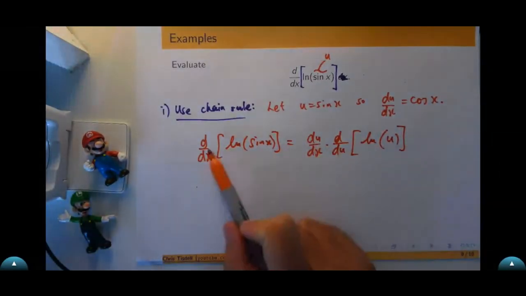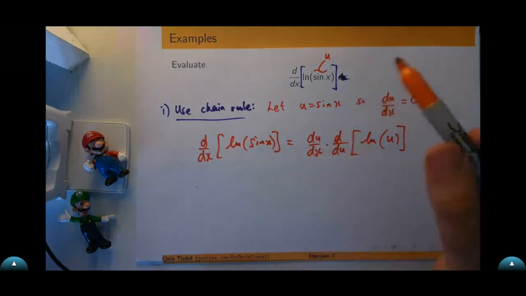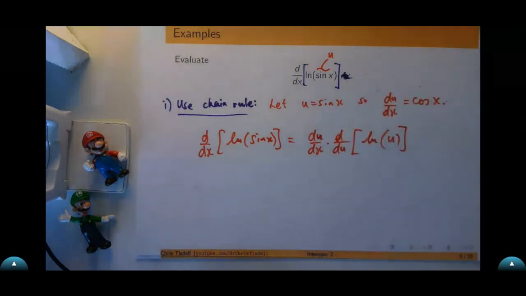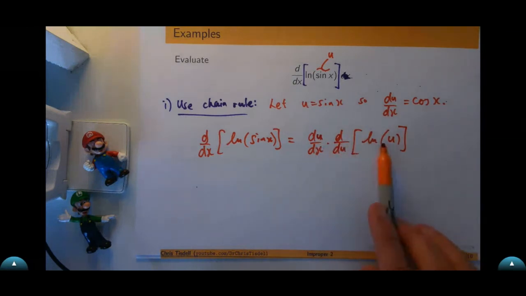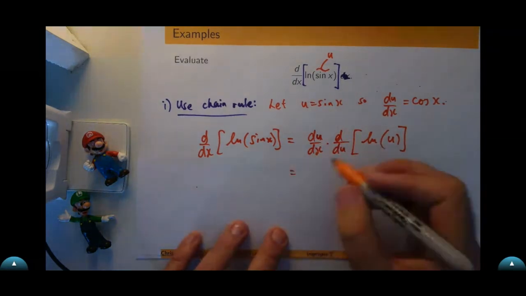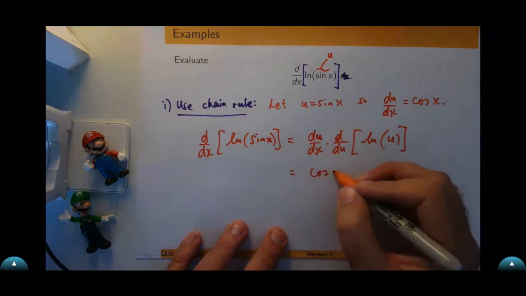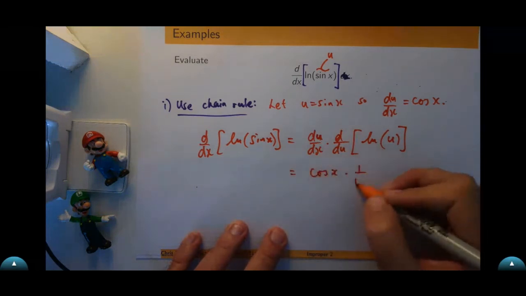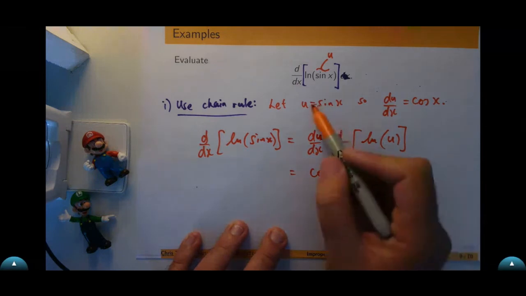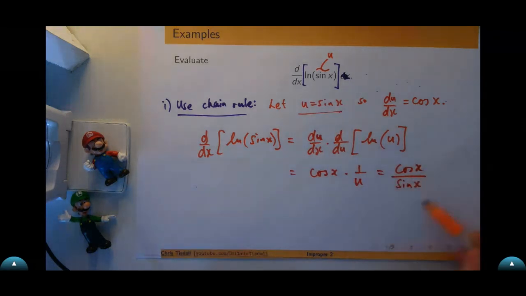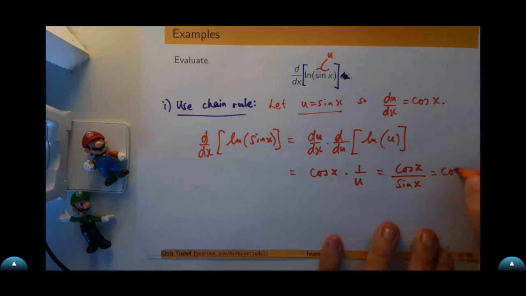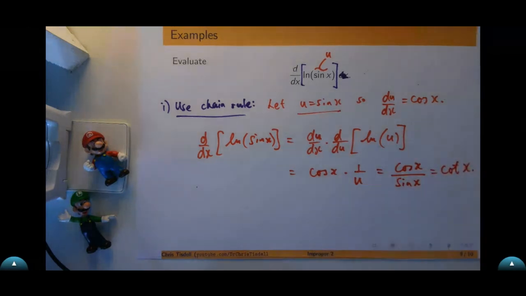Okay, so the chain rule says that we can replace this with this. So this is a u here. So du/dx is that. d/du of log u is going to be 1 on u. And what we can do is get back to our original x's by replacing u with sine x. If you wanted to simplify this even further, it's cot x.